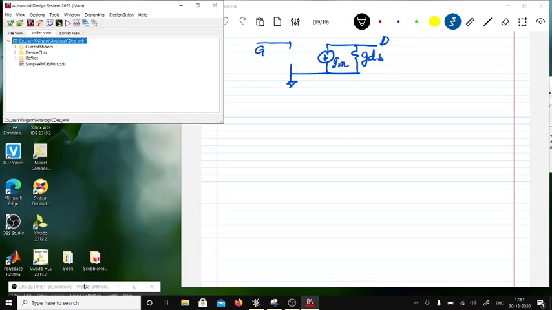Welcome to session 7 in the series Analog Circuit Design using ADS. And I'm of the opinion that there are three things which are required to learn any subject. One is a sufficient amount of practice. Two is the theoretical background. And three is the visualization.